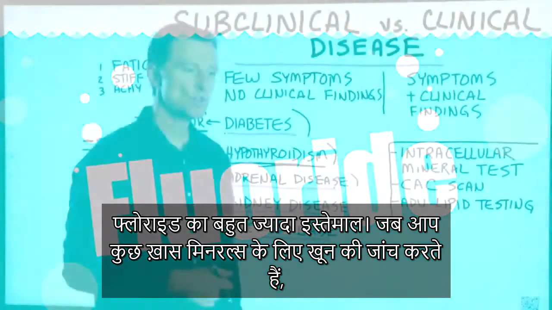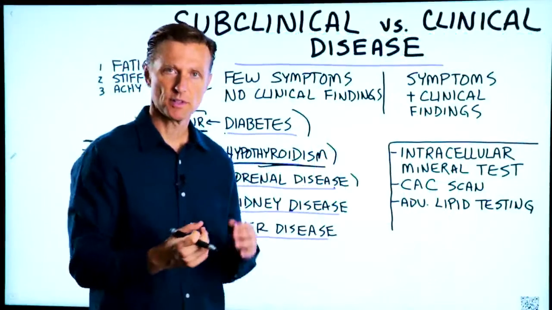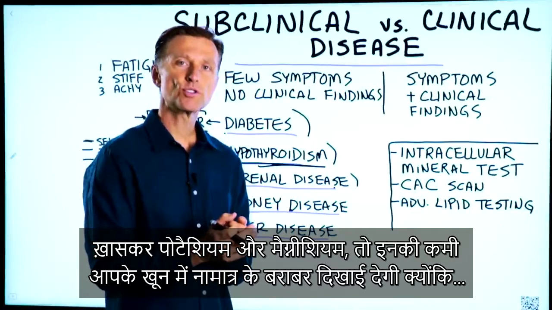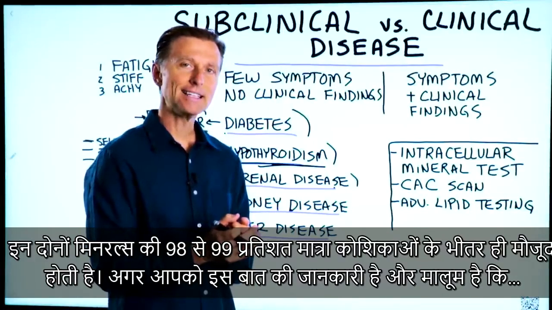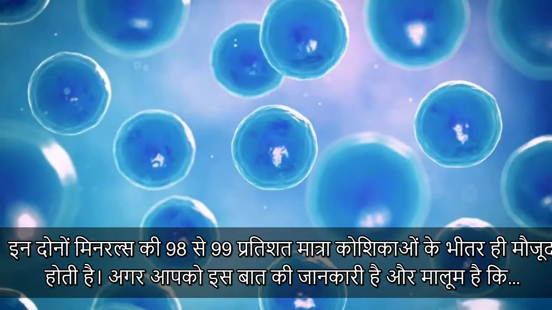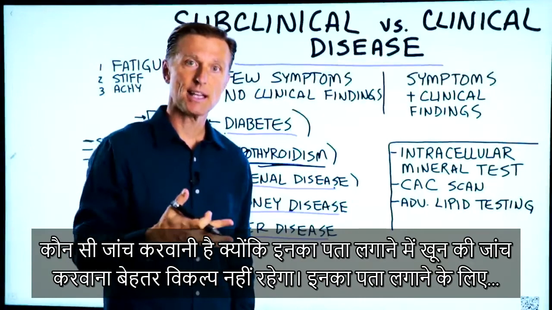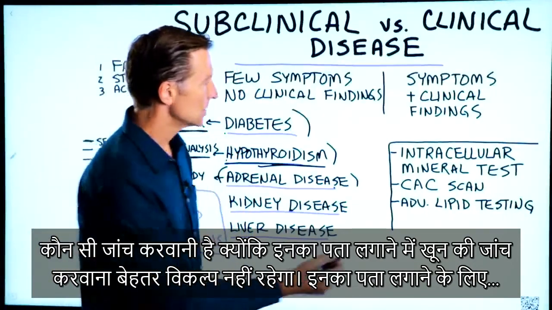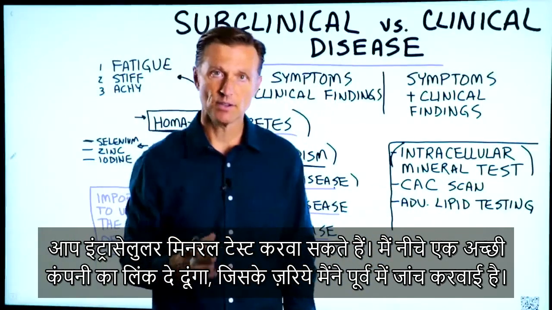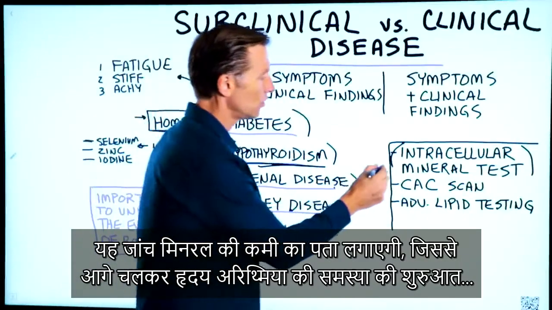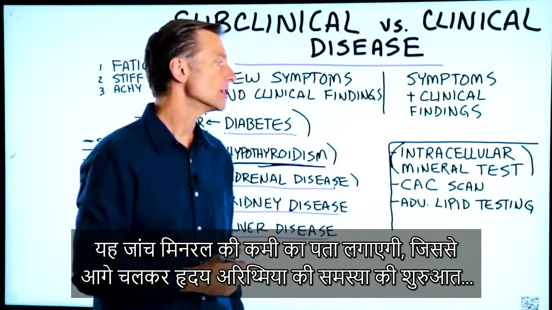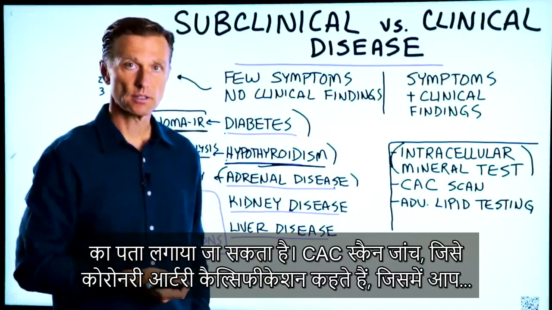Now, when you check the blood for certain minerals, especially potassium and magnesium, rarely will it show up being a problem in the blood, because 98 or 99% of those two minerals are inside the cell. So you have to understand that and know what test to do, because a blood test might not be the best thing. In that case, maybe you want to do an intracellular mineral test. I'll put a link down below of a good company that I've used in the past. And this will pick up mineral deficiencies, which could then lead into heart arrhythmia problems down the road.